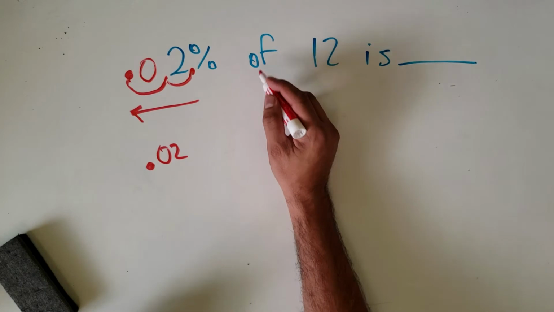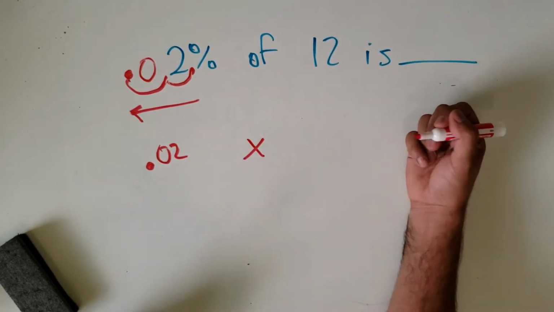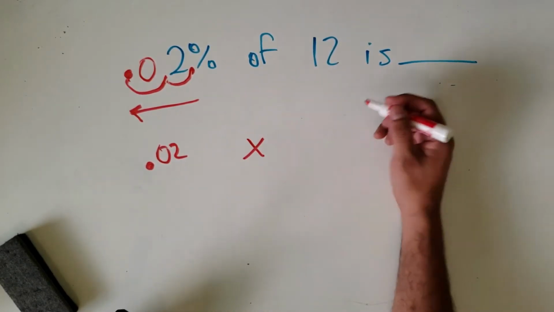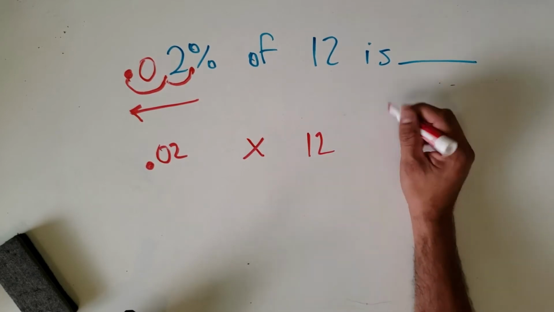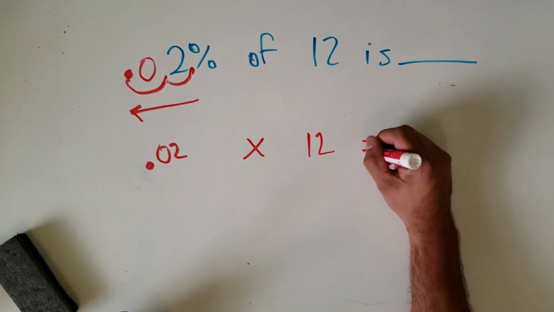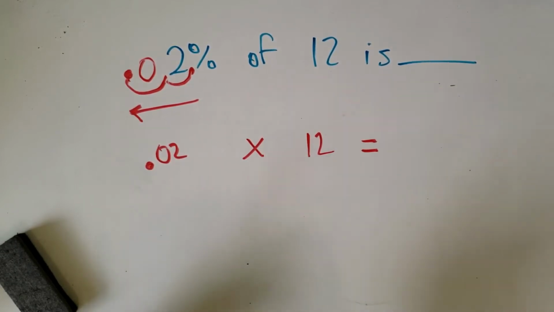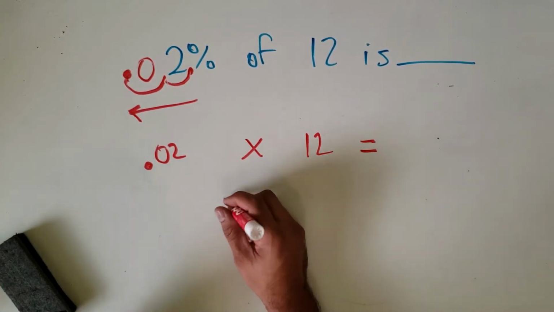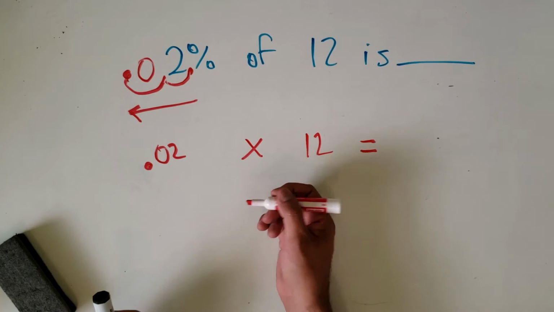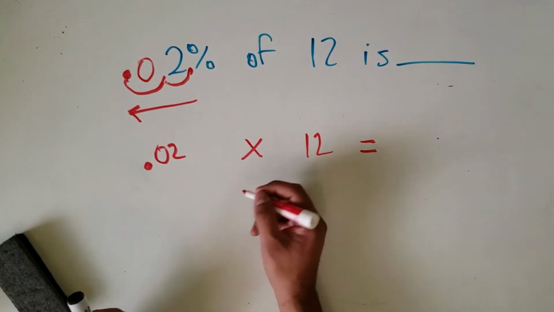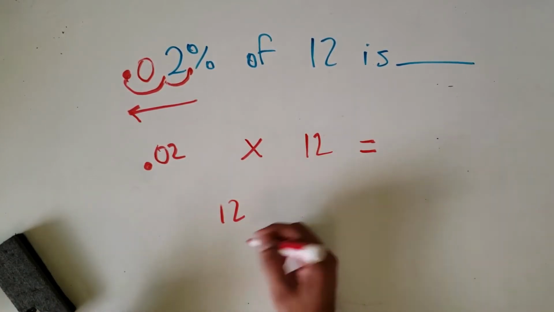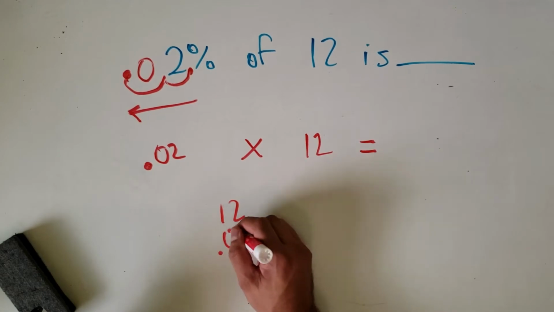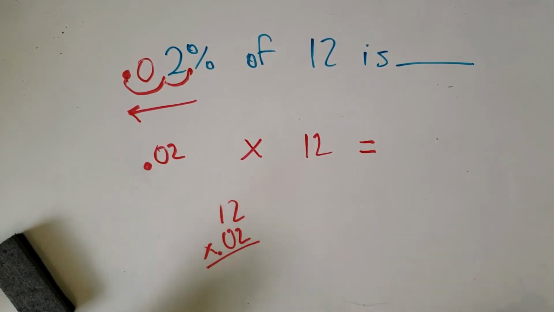Of, I just told you that of is always a keyword in math, and it stands for multiplication. 12 stays 12, and is the same thing as an equal sign. So now we have to multiply this one and this one, and we don't have to line up decimals because we're not adding or subtracting, so I could just put the 12 on top or the 0.02 on top. It doesn't really matter. Okay, so I put it like that. So now I'm going to multiply.